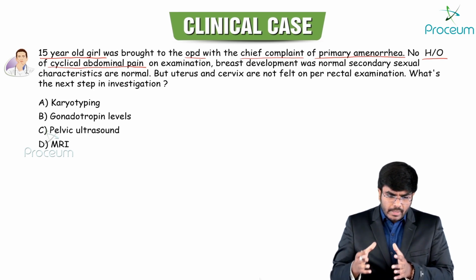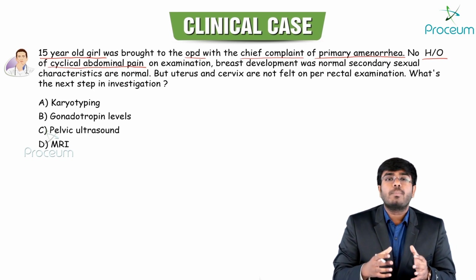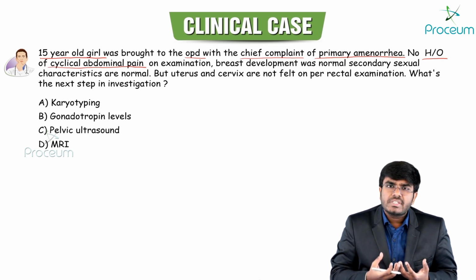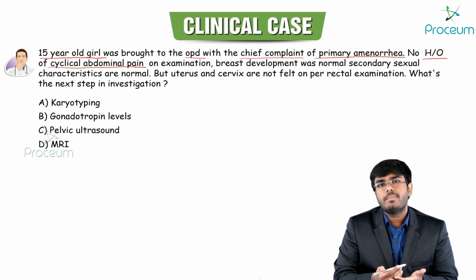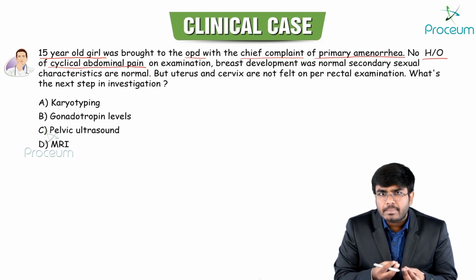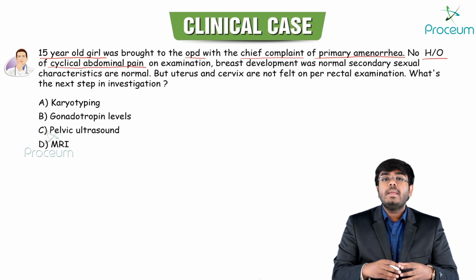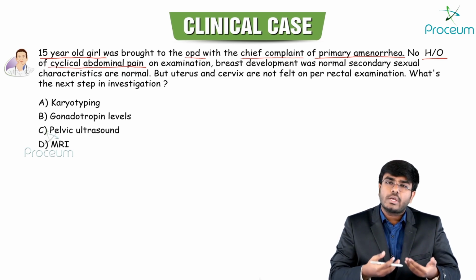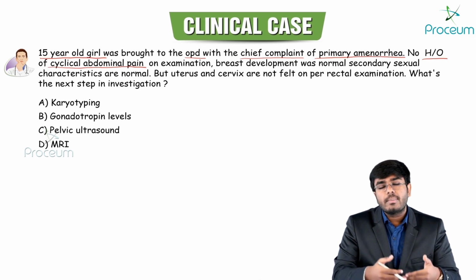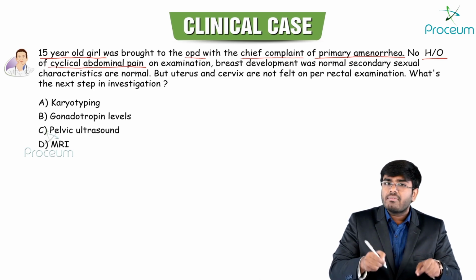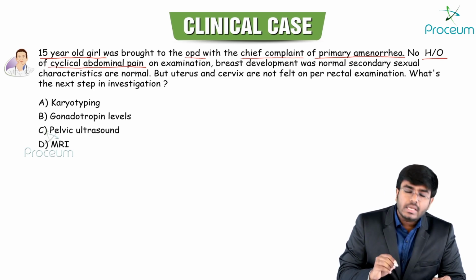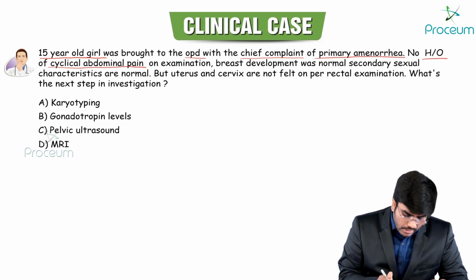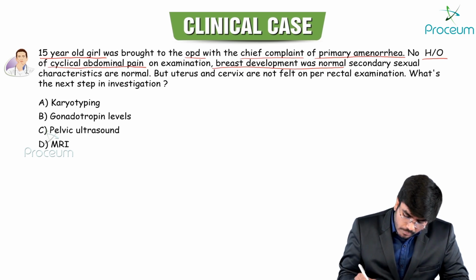Okay, see, cyclical abdominal pain means every month she is having abdominal pain, and this may be because of hidden menstruation. If she is having a transverse vaginal septum, or an imperforate hymen, she is not having menses outside, but inside she is having all these things. Okay, a normal menstrual cycle is going on, but the menstrual blood is not coming out. So in our female, there is no history of cyclical abdominal pain, which means I can exclude conditions like cryptomenorrhea. Okay. Now on examination, breast development was normal.